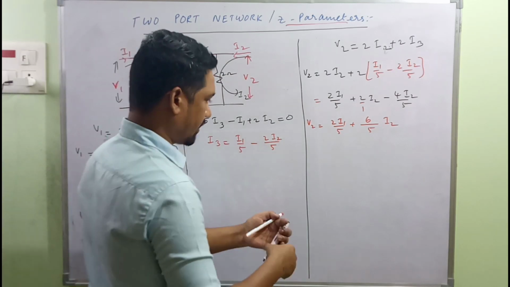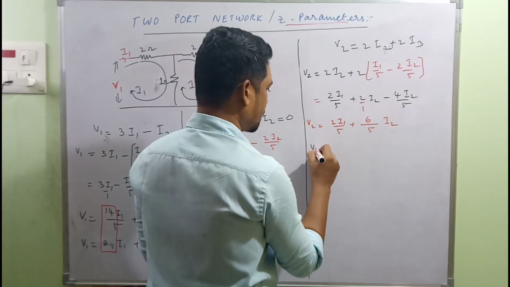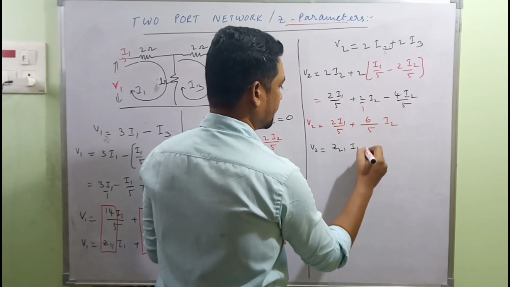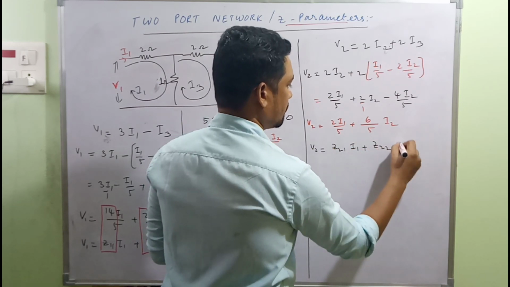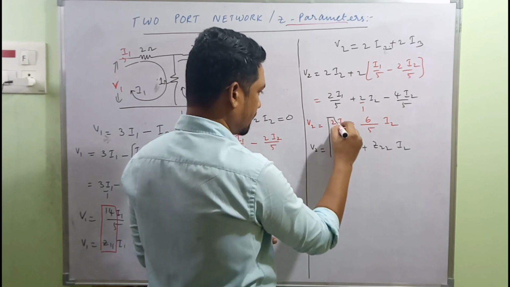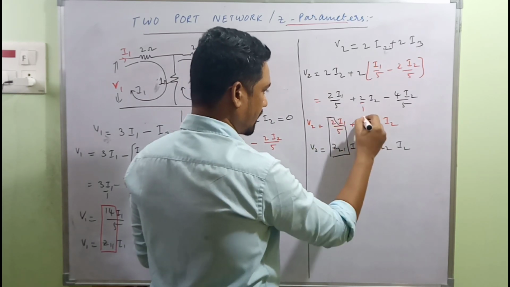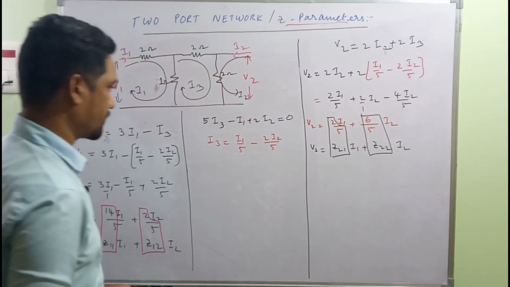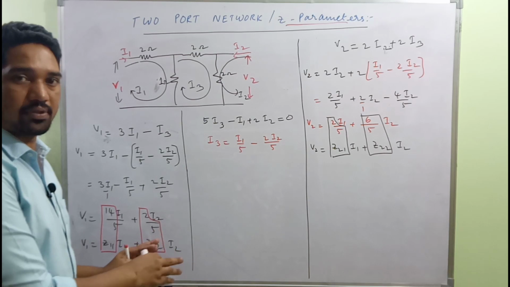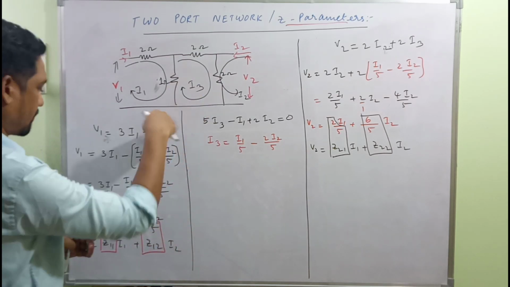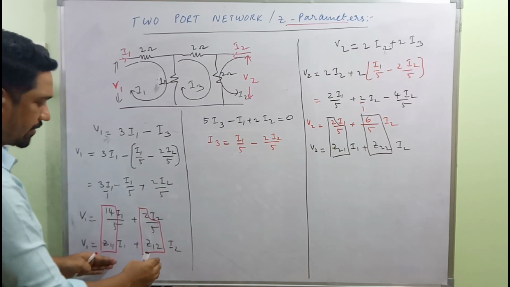And over here, comparing this with the standard equation, we have V2 equal to Z21 I1 plus Z22 I2, isn't it? In that case, here 2 by 5 will be our Z21 and 6 by 5 will be our Z22. So these are the 4 Z parameters. This happens always in whatever circuit you come across, the same procedure. You have to reduce the entire circuit equation to its standard equation and then compare with the standard equation.